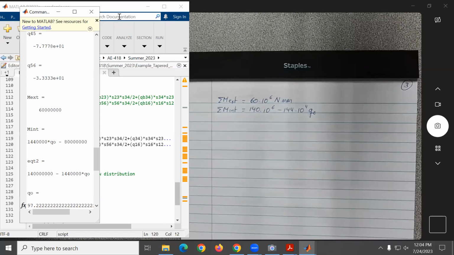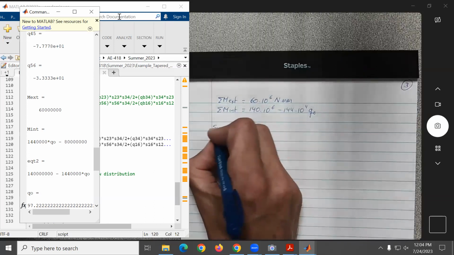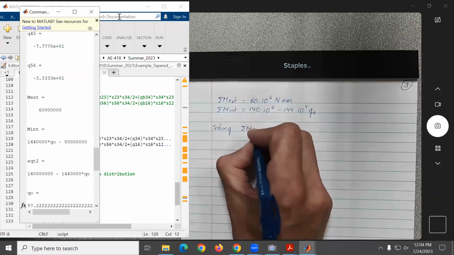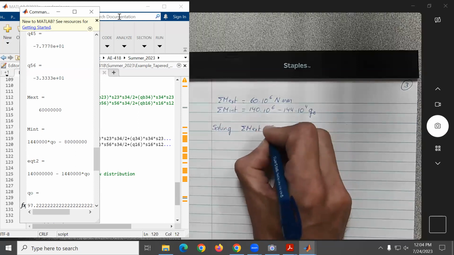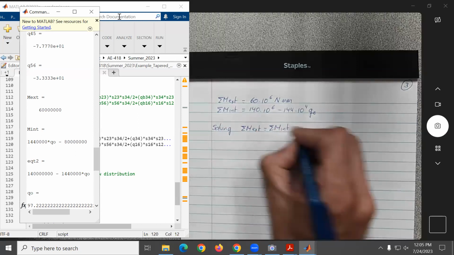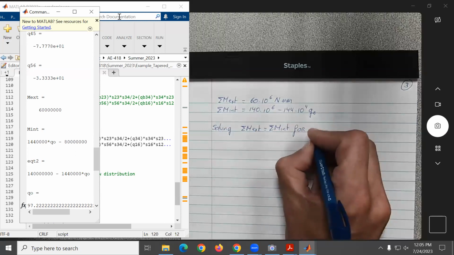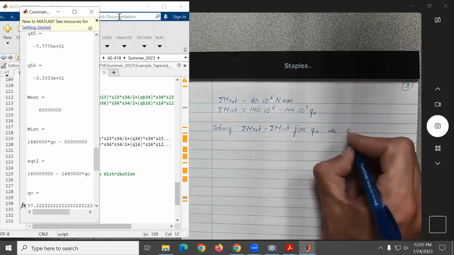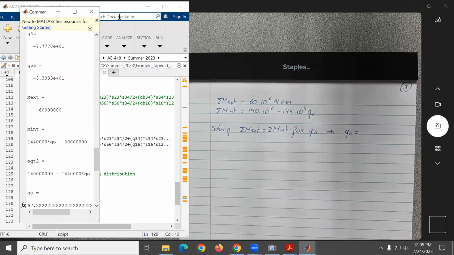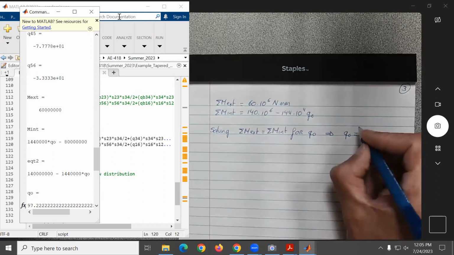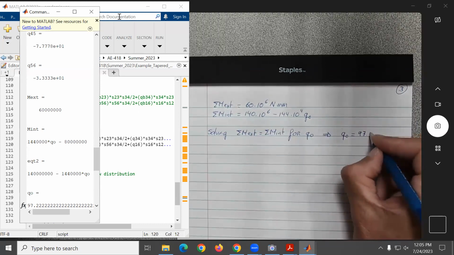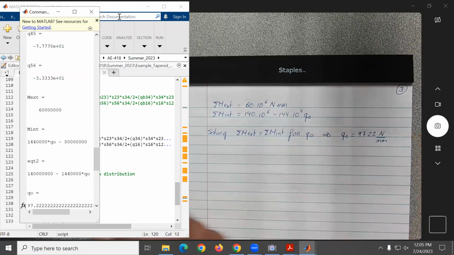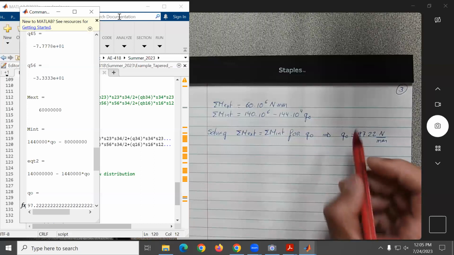All right. So next it says solving summation of external equal to summation of internal for Q sub naught. That gives that Q sub naught is equal to 97.22 newtons per millimeter.